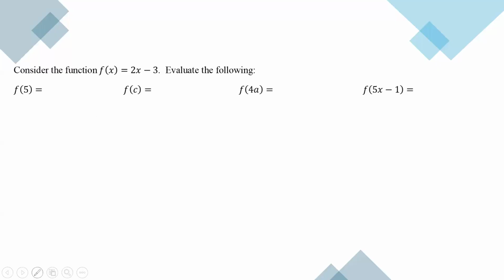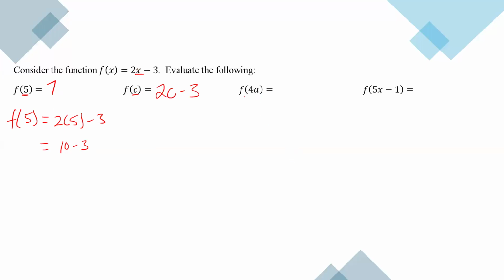All right, here we go. So evaluating, starting off with f of 5. That means I'm plugging in 5 for x, right? Simple enough. Where there's an x, it becomes a 5. So we have f of 5 equals 2 times 5 minus 3, which gives us 10 minus 3, which is 7. So f of 5 equals 7. F of c, I'm just replacing one variable with another variable. So you should just have 2c minus 3.